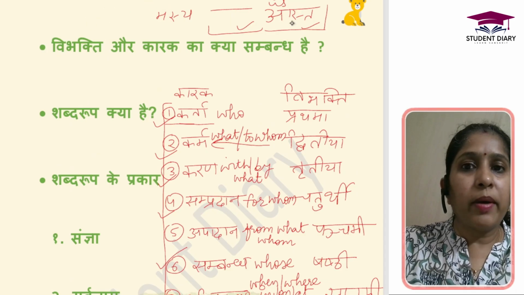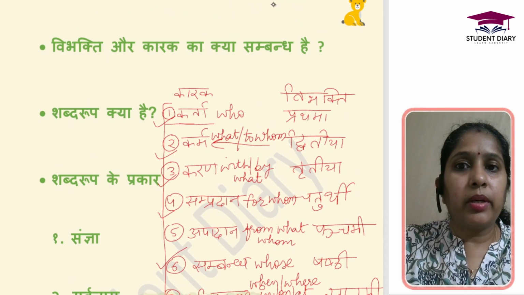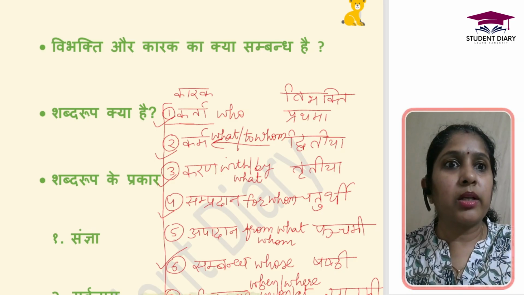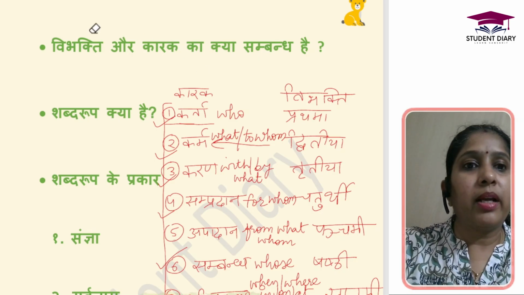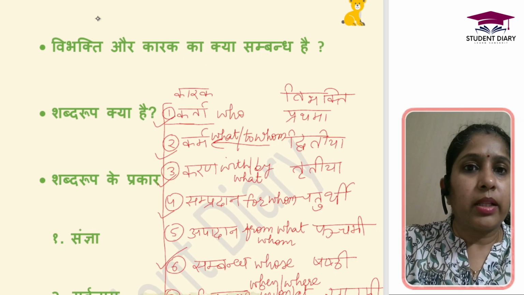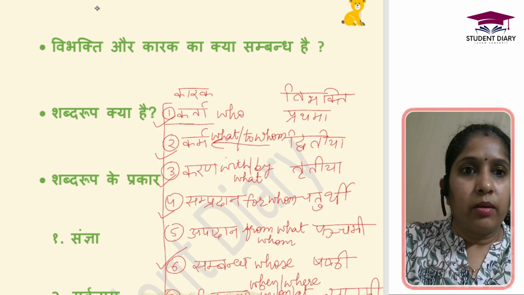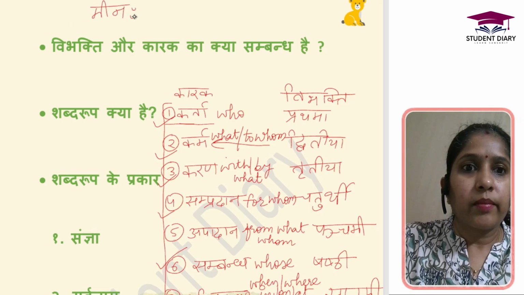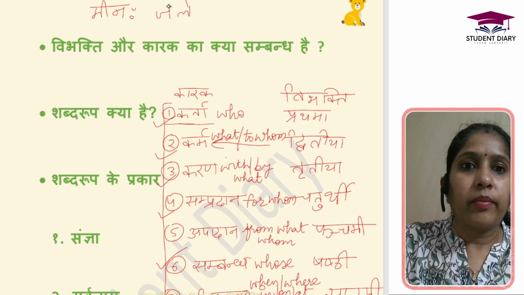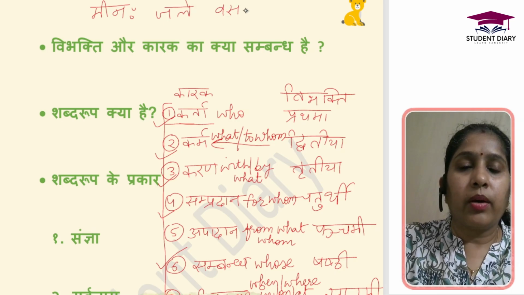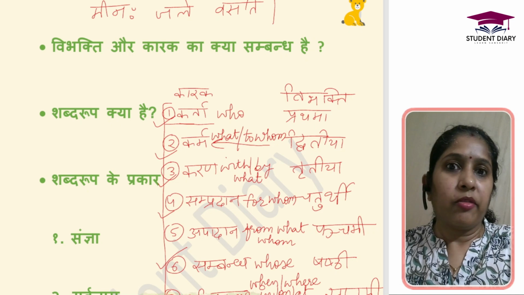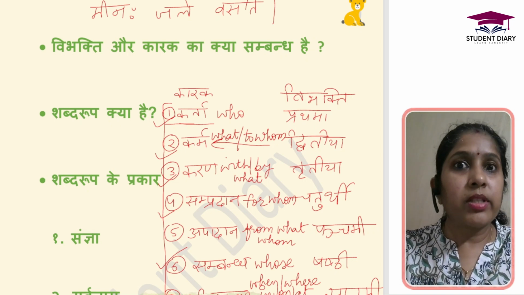Let's erase this. I hope everyone is writing the sentences with me only and writing their English questions and all that so that you can remember them later. Okay, let's take an example that Meenah Jale Vasati. Okay, so Vasati means to live. Fine. So now to live is the verb here.